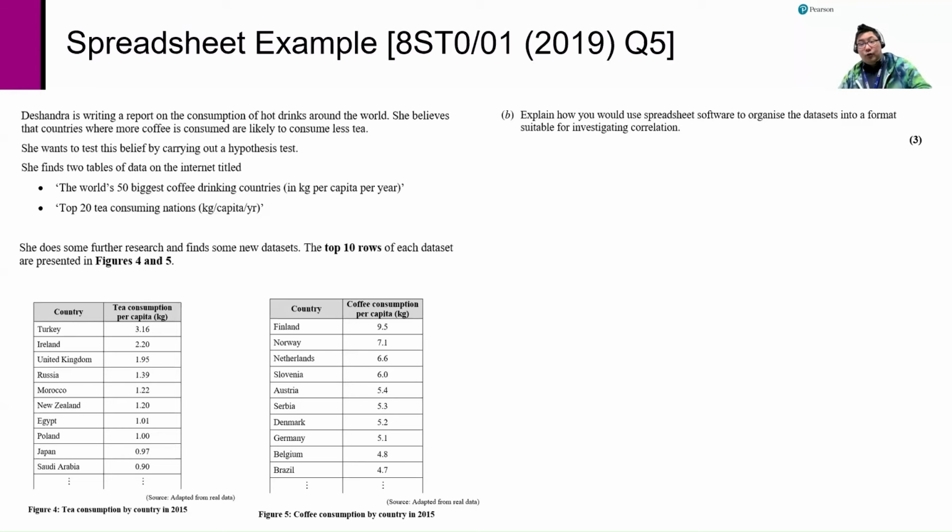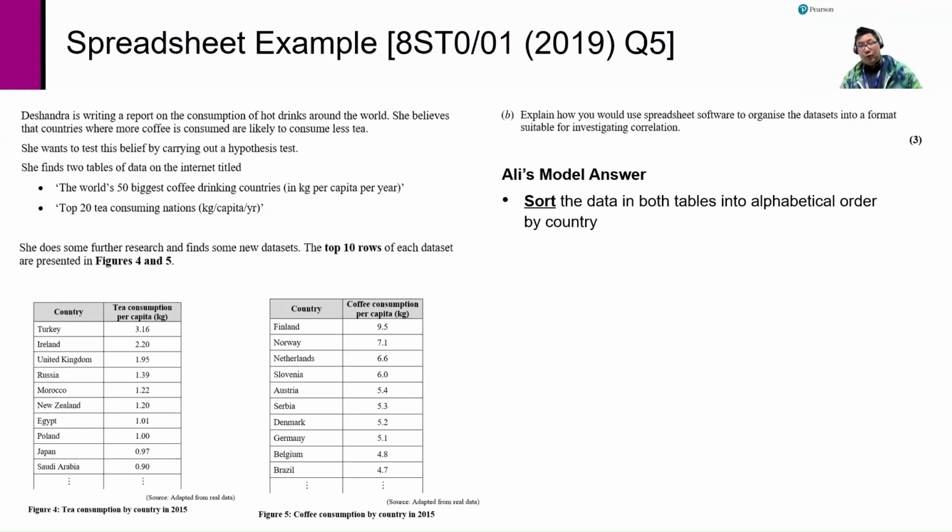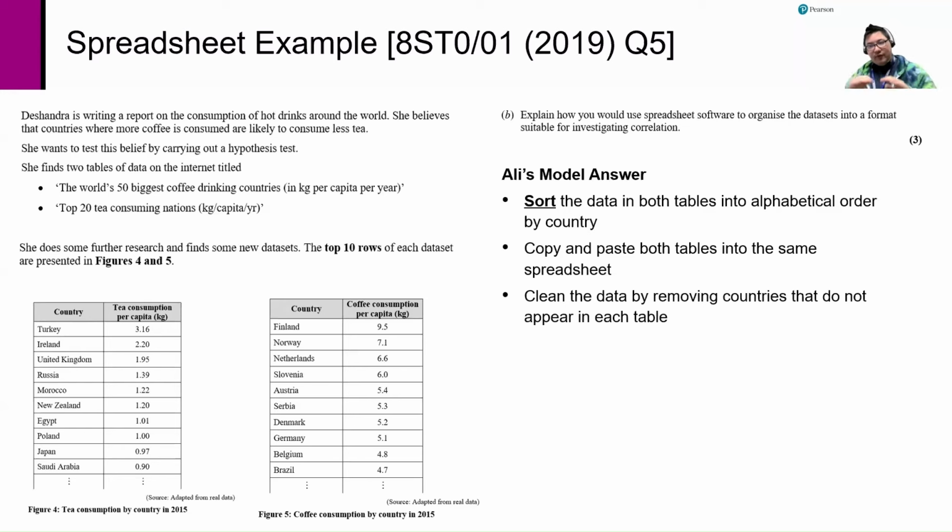So what Deshandra has are 2 spreadsheets, one showing the tea consumption by country and another one showing coffee consumption by country. How do you get it all into one place such that you can compare them easily? So my first gut instinct would be to sort the data in both tables into alphabetical order. That way, all the countries are in the right order. I would then copy and paste both of the tables into one spreadsheet. And then I would clean the data by removing any countries that don't match up. So basically, I have to go through all the data and make sure that all of the countries line up. That, again, is called cleaning the data, making sure that you get rid of any bits of data that aren't useful, and line up all the tea and coffee consumption by matching the countries. That's what I would have written down.